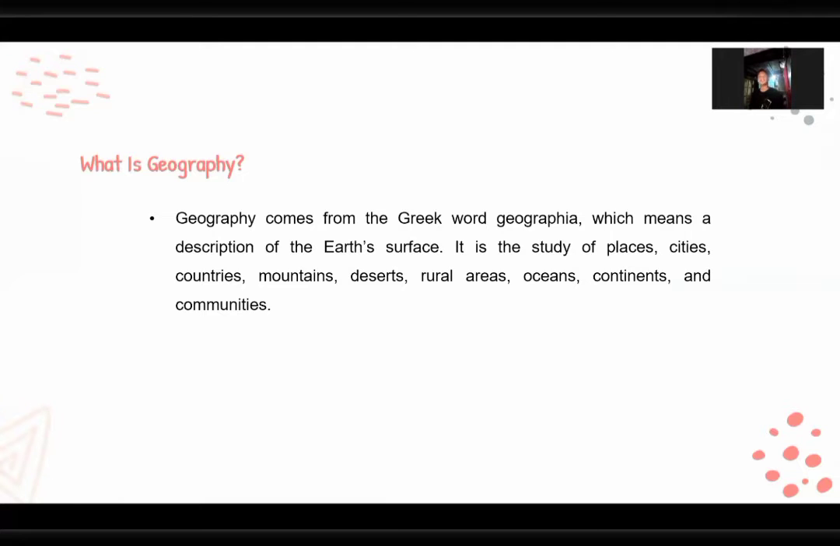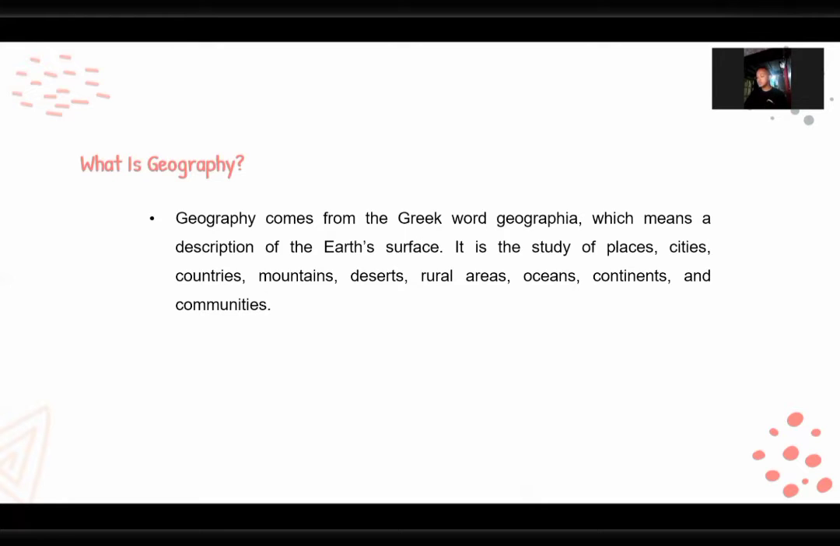To start off, let us first define what geography is. Geography comes from the Greek word geographia, which means description of Earth's surface. It is the study of places, cities, countries, mountains, deserts, rural areas, oceans, continents, and communities. Geographers do not only explore the physical features of a place, but also examine the economic activities and human settlement patterns. This also includes the culture of the people who live there.